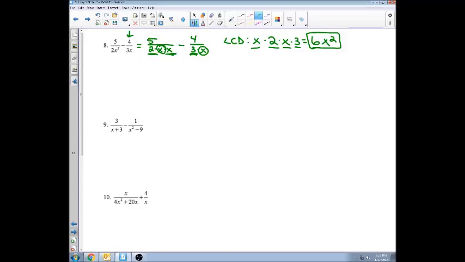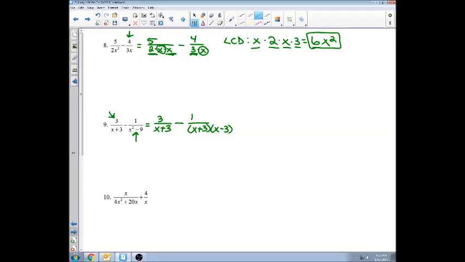On to number 9. Can I factor x plus 3? No, I cannot. Can I factor x squared minus 9? Yes, I can. So I'm going to rewrite my fractions. The first fraction, there's nothing I can do with it, so it'll be 3 over x plus 3 minus 1 over... How can I factor x squared minus 9? That would factor into x plus 3, x minus 3.